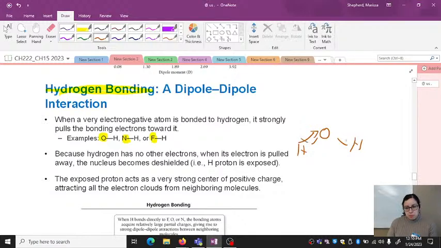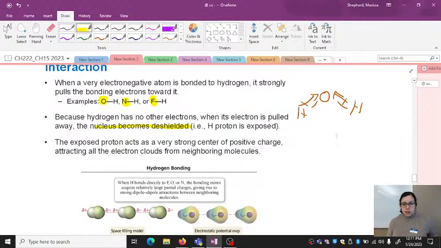So now it's being pulled towards the oxygen, except this leaves the hydrogen very exposed, and it becomes, they say, de-shielded, which just kind of means it's exposed electronically. It doesn't have any electron density around it, so it makes it very susceptible. And so this essentially makes this proton a very strong center of positive charge. And we mentioned again that oxygen, or if we had fluorine or nitrogen, are very electronegative. They're pulling all the electron density towards it.